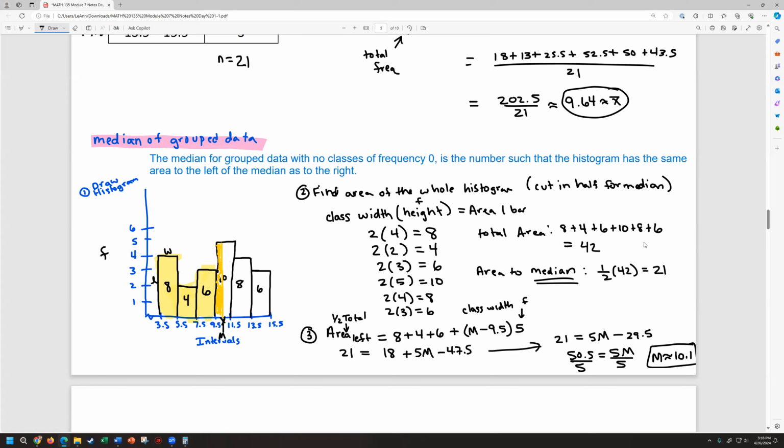The area that's half of the total equals all the bars that we completely shaded in, plus, and this is the tricky part, you have to say my median is somewhere between 9.5 and 11.5. I don't know where it is, so I'm calling it M, minus the 9.5. That tells me how wide I went into my last little rectangle. That's the class width for that yellow shaded part. And then we times that class width by the height, or the frequency. That's where the 5 comes from, because that's the height of that bar. Then we just solve that equation for M, and that is our grouped data median.